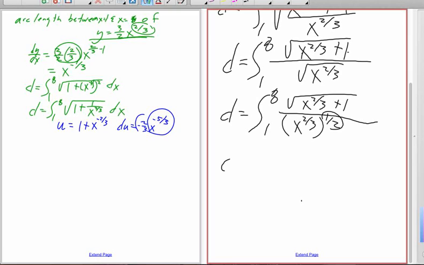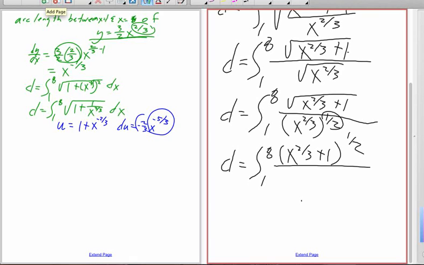So distance now is going to be integral from 1 to 8 of the square root of, I'm going to rewrite this as a power. So now I'm going to have x to the 2/3 plus 1 to the 1/2 over, and remember when you raise it, you just multiply it, so it's going to give me x to the 1/3. So I got rid of my square root on bottom here. So does this help us?